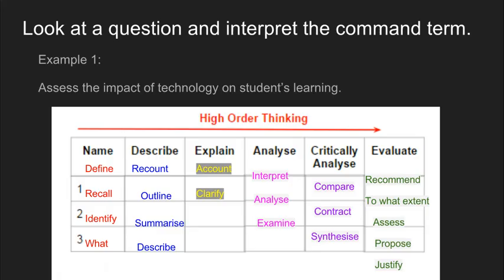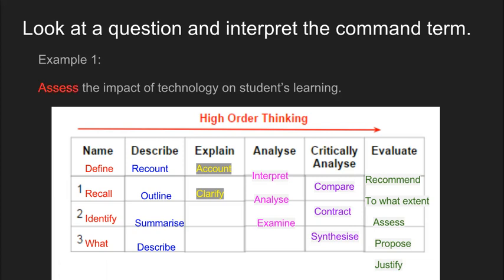Once you have done that, we'll go through some examples together. This first question is asking us to assess the impact of technology on students' learning. I want you to tell me two things. Firstly, where is the command term and what is the command term? And then where does that command term fit on the higher order thinking matrix? I'll give you just a second to do that now.